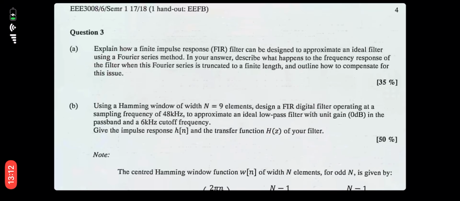Scroll back up to here. So that's the first part of using the Fourier series method. You can start from the ideal response, and you can say why the Fourier series method is used, because it's periodic in the frequency domain. That's the first sentence, and then the next bit: describe what happens to the frequency response of the filter when the Fourier series is truncated, and outline how to compensate for this.